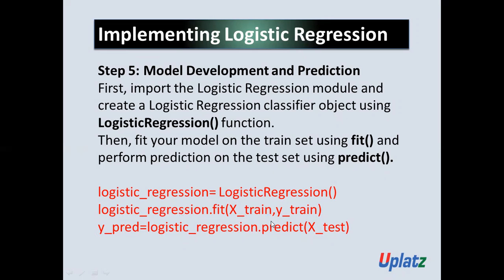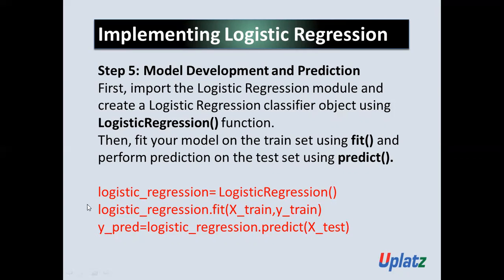So x_train, y_train: independent variable, dependent variable. Okay, so once you have fit your model on the training set using the fit method, you have the model which is ready to predict the values. So perform the prediction on the test set using the predict method.